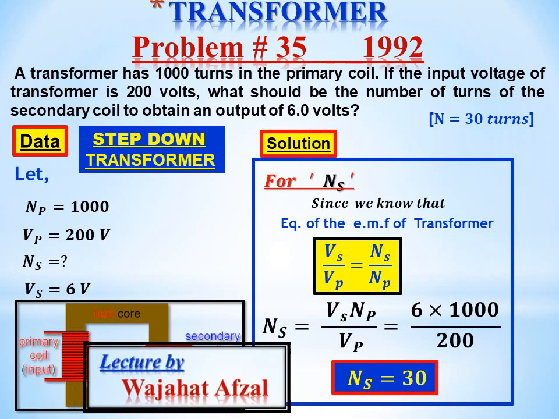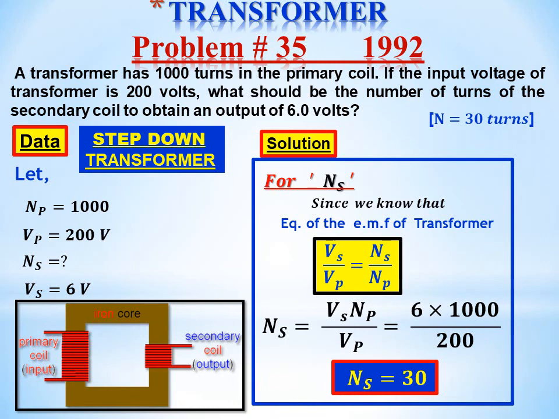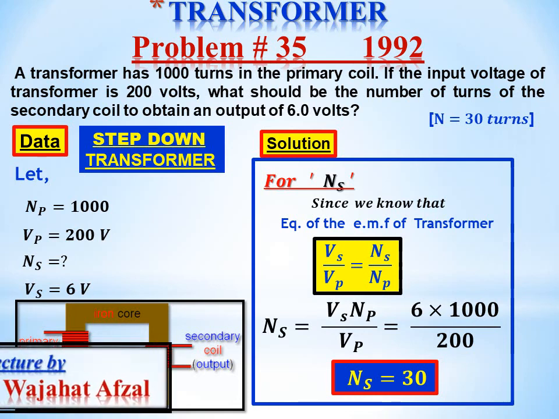So here you can see that the number of turns in primary is 1000 and in secondary is 30. So it's also the confirmation that it is a step down transformer. Note it down carefully.